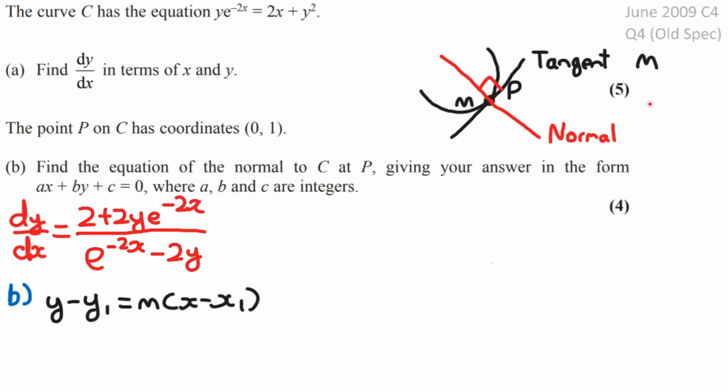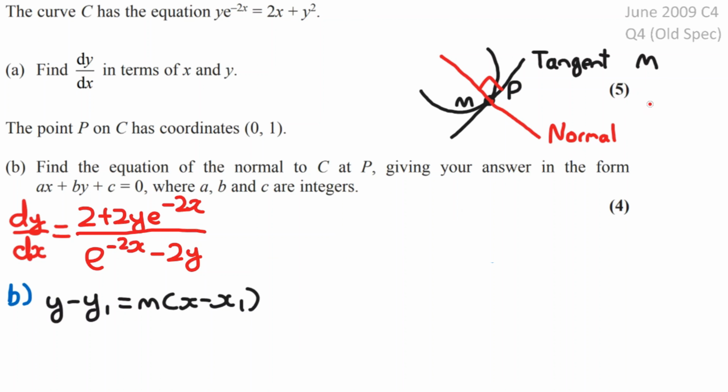So therefore the gradient of the tangent is also going to be minus 4, as that's the gradient at P, and therefore the gradient of the normal is going to be minus 1 over m, so minus 1 over minus 4, which is going to be 1 over 4. So therefore the gradient of the normal is going to be 1 over 4, and therefore we can use this formula here for the equation of a straight line.